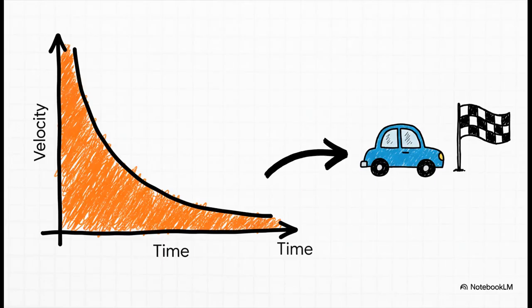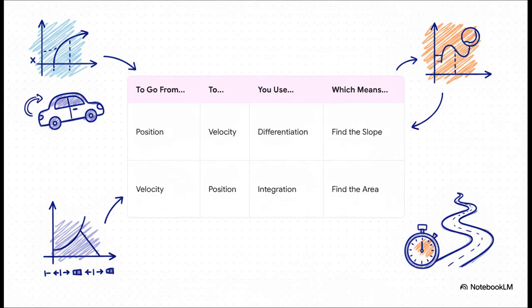And visually, integration has its own simple, beautiful trick. If you have a velocity time graph, the total distance you've gone is simply the area under that curve. I mean, think about it. What you're really doing is adding up all those tiny, instantaneous speeds over the entire time period to get the whole journey.